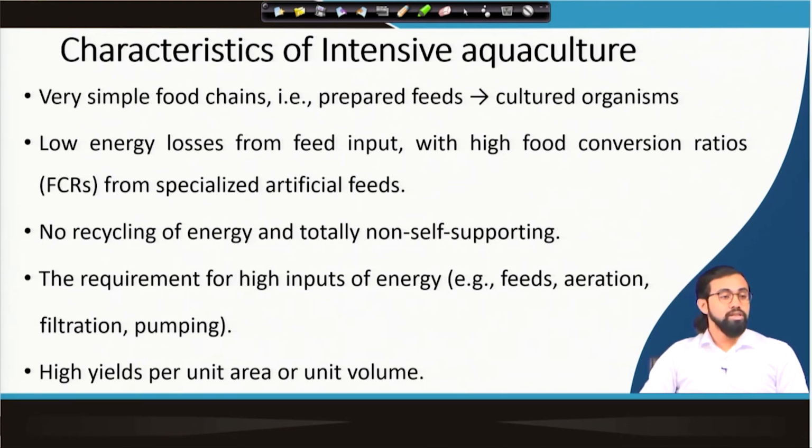What does that mean? Suppose you go for extensive aquaculture or semi-intensive aquaculture systems. In extensive, you're not going to put any feed, right? But in semi-intensive, you can put feed from time to time, supplemental feed if it is required. But you cannot be sure about the feed that you are providing, the nutritional benefits that it has, whether they are actually transferred to the person who is consuming that fish or not.